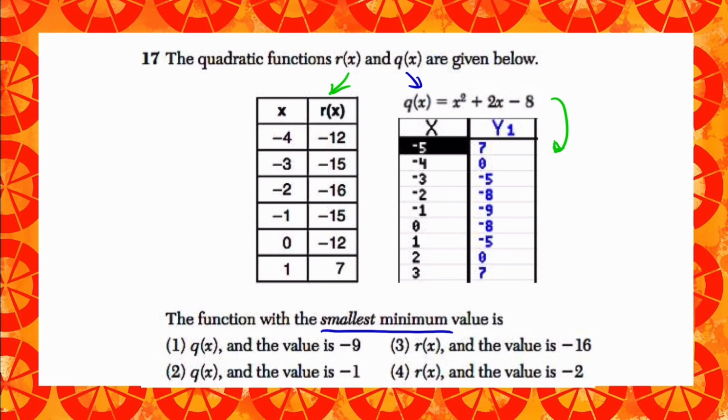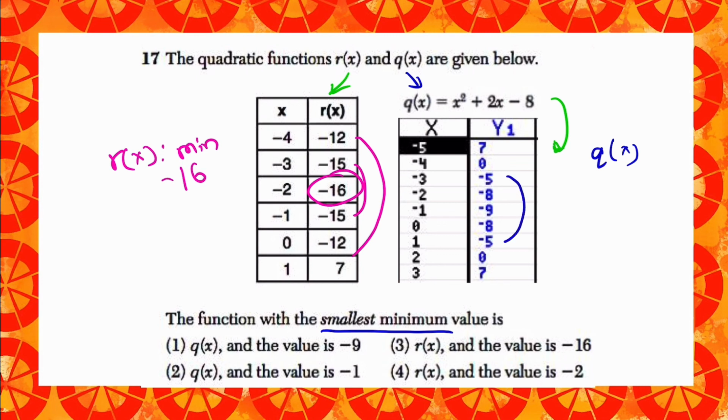So here's how you solve this. I need to find my minimum value, so I look for my repeats. So the minimum value for r of x is -16. And for q of x, I find my repeats. Min is -9. And it's tricky with negative numbers. The bigger the negative, the further from 0 it is, the smaller it is. So r of x is going to have the smallest minimum. So anything that says q of x can go away. And that minimum is -16. That one was tricky.